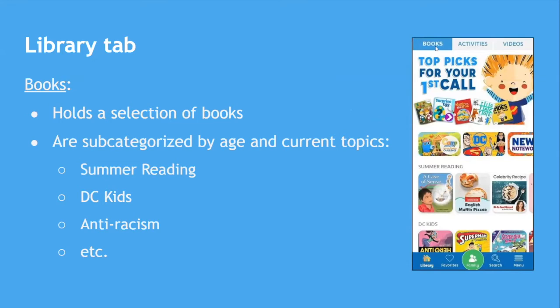At the top, you can navigate. There are 3 buttons from which you can navigate between books, activities, and videos. Once you click on the books option, you will see different books that are categorized by topics like summer reading, DC Kids, anti-racism, etc.